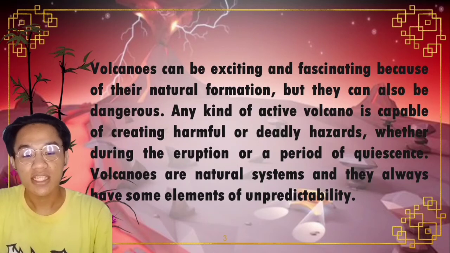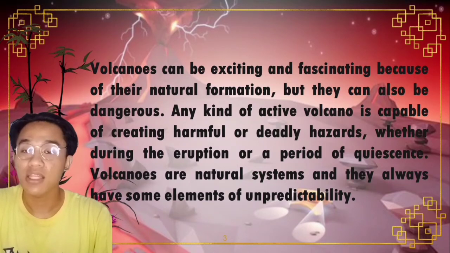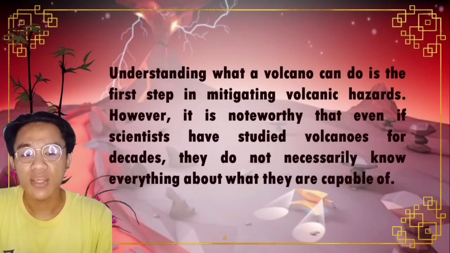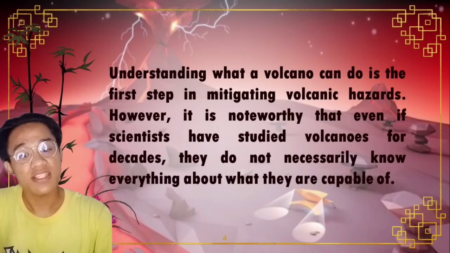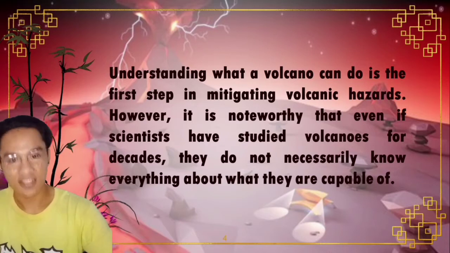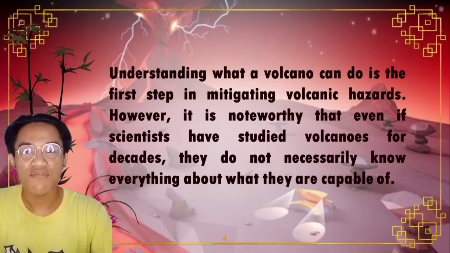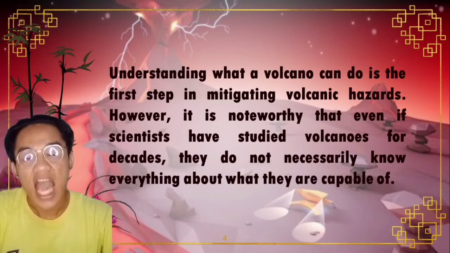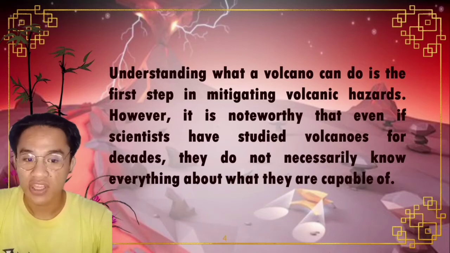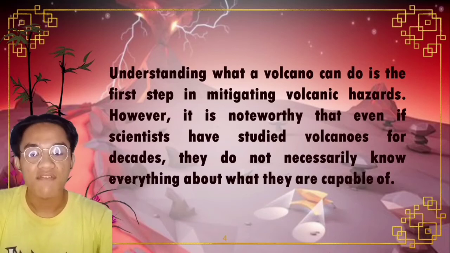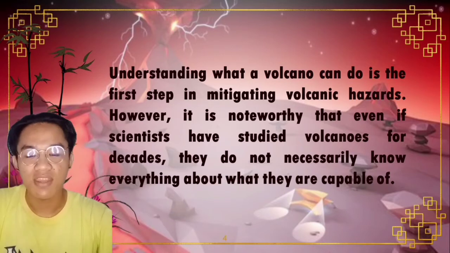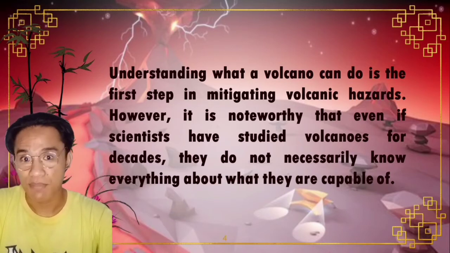Volcanoes are natural systems and they always have some elements of unpredictability. So, understanding what a volcano can do is the first step in mitigating volcanic hazards. Of course, if we know the basic knowledge about this, we can save our lives. However, it is noteworthy that even if scientists have studied volcanoes for decades, they do not necessarily know everything about what they are capable of.